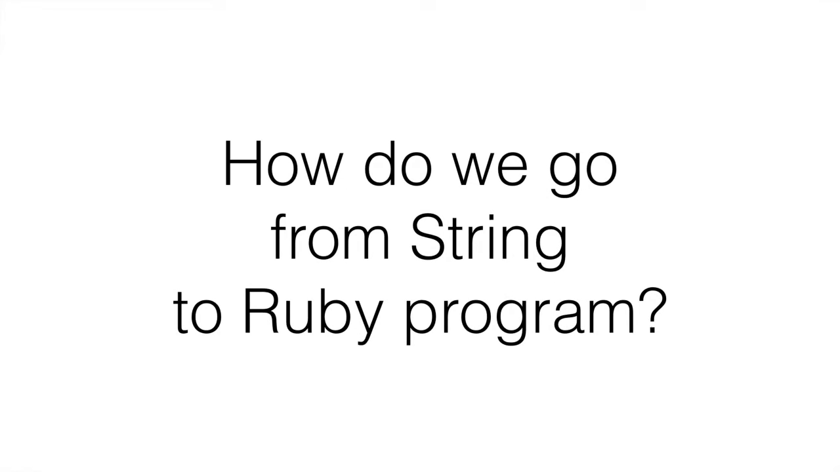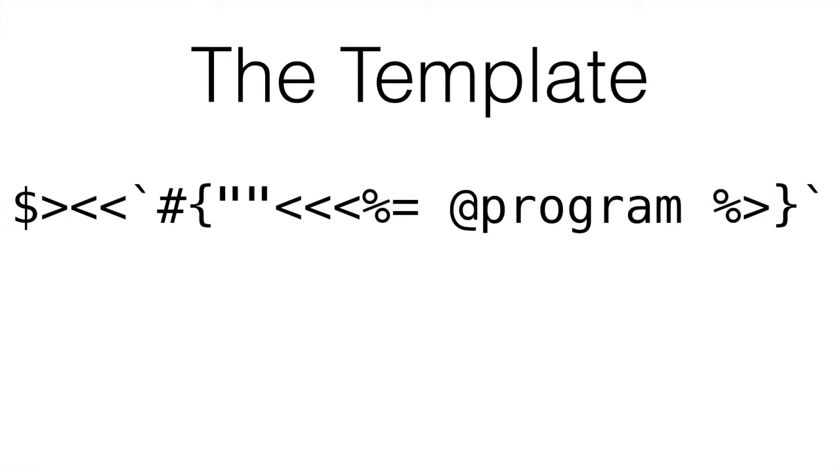But how do we go from there to a running Ruby program? The answer is we have to put it inside of this template. This looks like gibberish, but I'll explain how it works. So we start with $, which is a Ruby global variable representing standard out. Then there's a shovel operator. If you shovel a string into standard out, you're basically telling Ruby you should output this string. It works basically the same as puts.